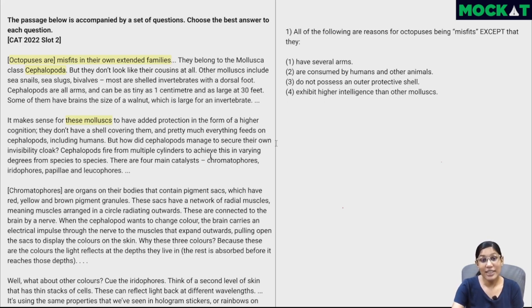Now, there are different ways in which this can happen. Firing from multiple cylinders means there are different types in which they are able to sort of make themselves invisible. And there are these 4 things which are mentioned. So I'll just take very short notes of what we've learned so far, and then we'll continue.